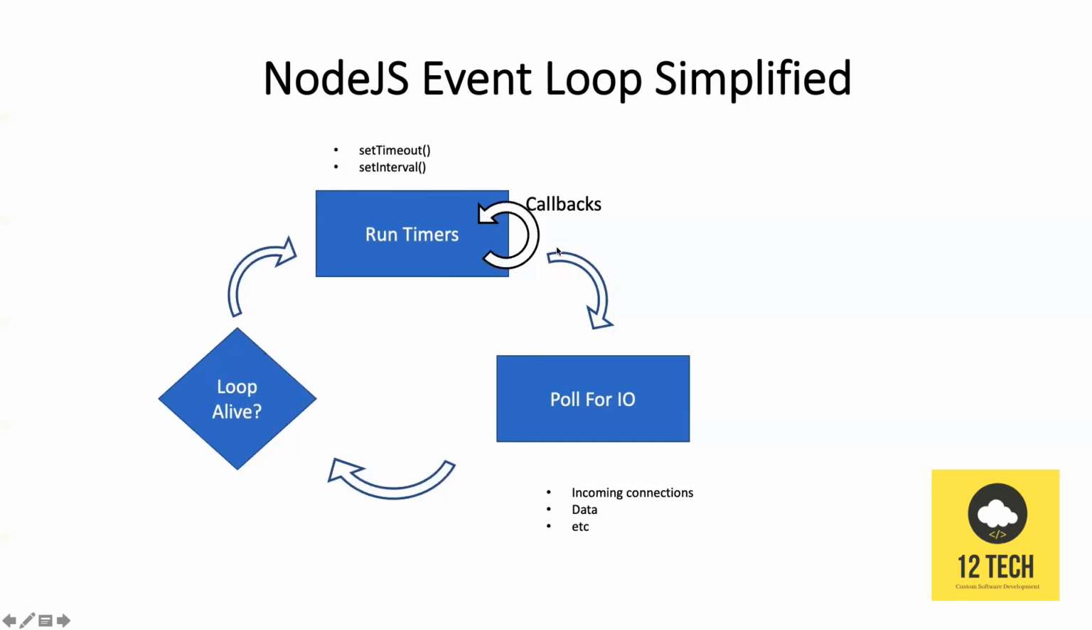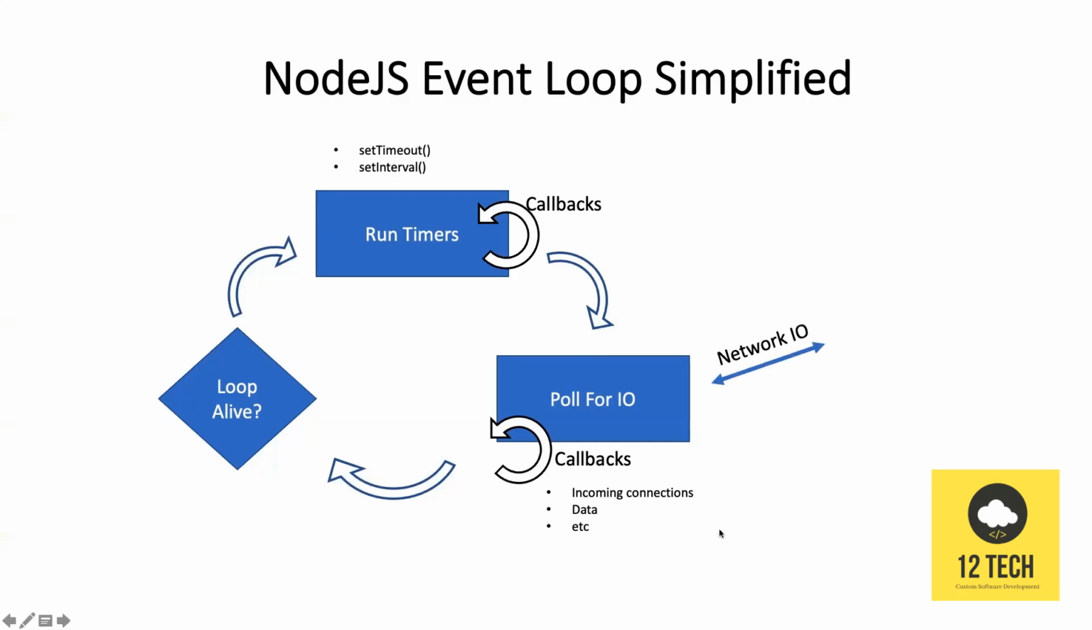Another important aspect is callbacks. Each phase has its own set of callbacks. So for example, for the run timers phase, if a timer has expired, then the corresponding callbacks for that timer would be called. And same goes for the polling phase. When a connection request comes in, the corresponding callback for the connection request would be called. Same goes for any data that arrives from our network calls.